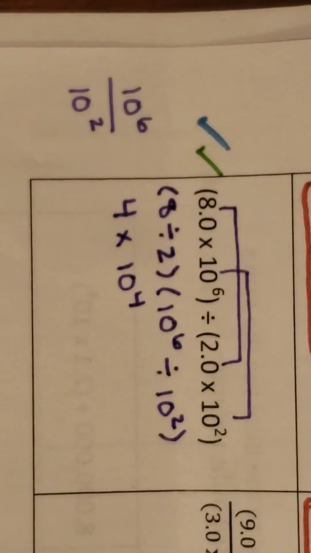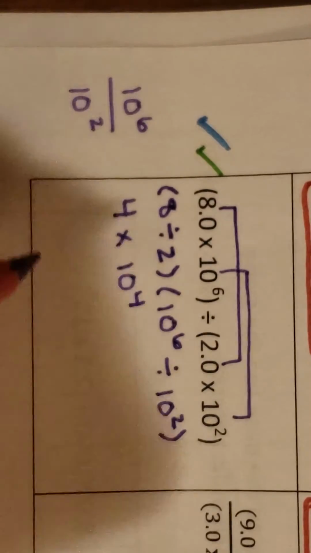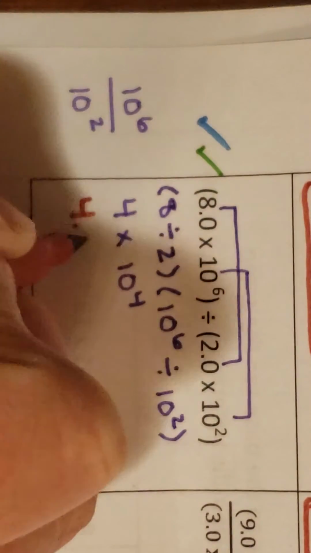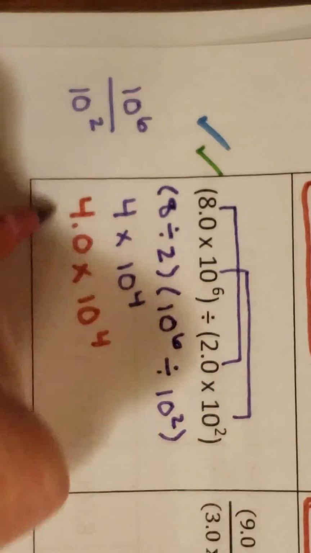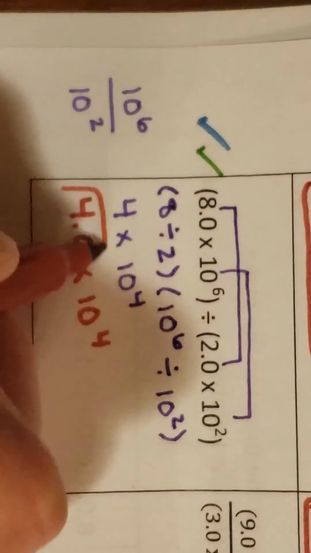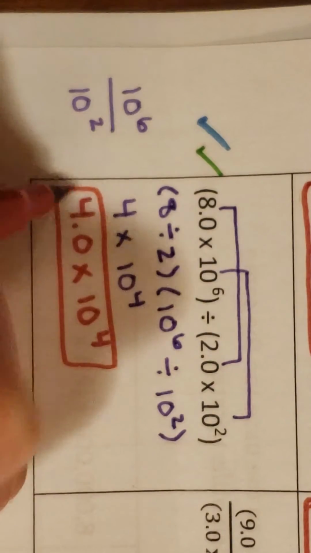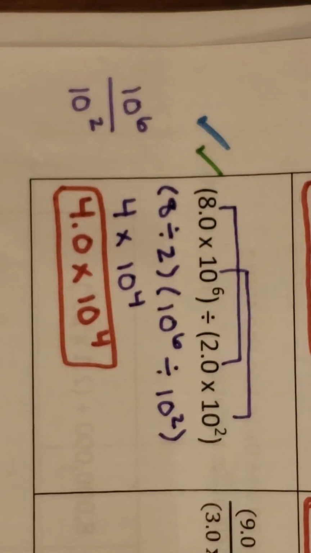And then write this in proper scientific notation. 4.0 times 10 to the 4th. I didn't change that value. I just added the 0.0. You should always have one digit after the decimal, even if it's just 0.